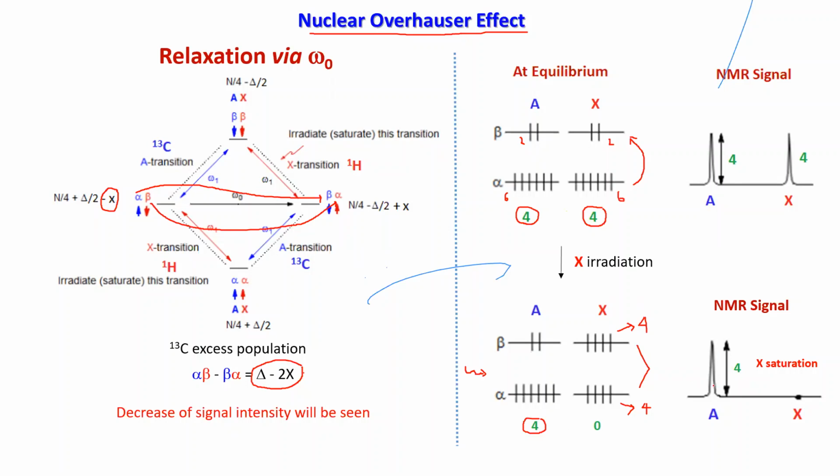It indicates a fixed value which was there at the beginning, before the irradiation of X. Before irradiation, what was your peak height? 4 for 13C, right? And after X irradiation, you have peak height 4. So your peak height is not changing. The peak height of 13C remains the same, while you are not having any influence of X right now. Your peak height is the same.